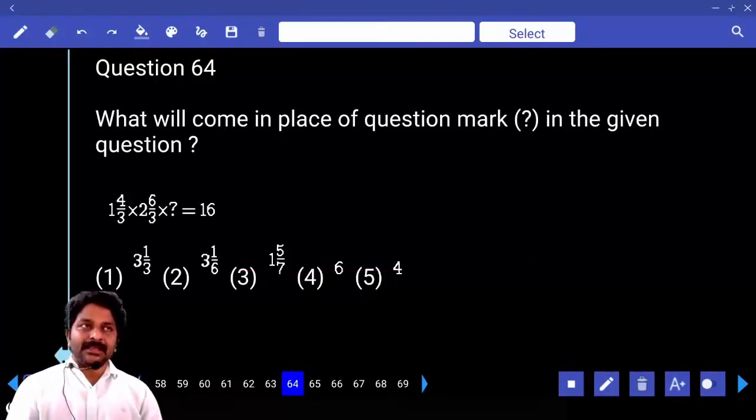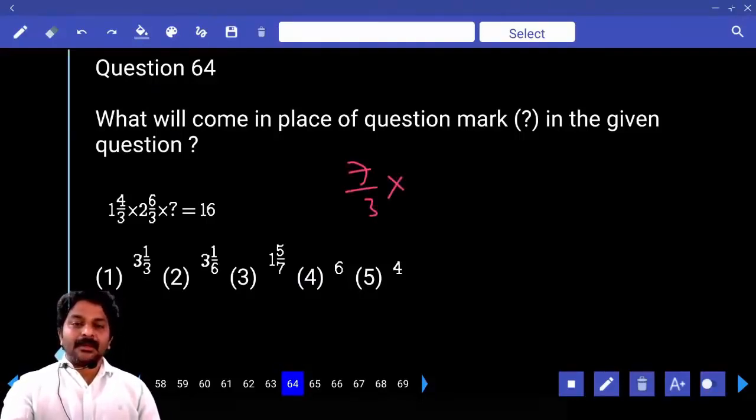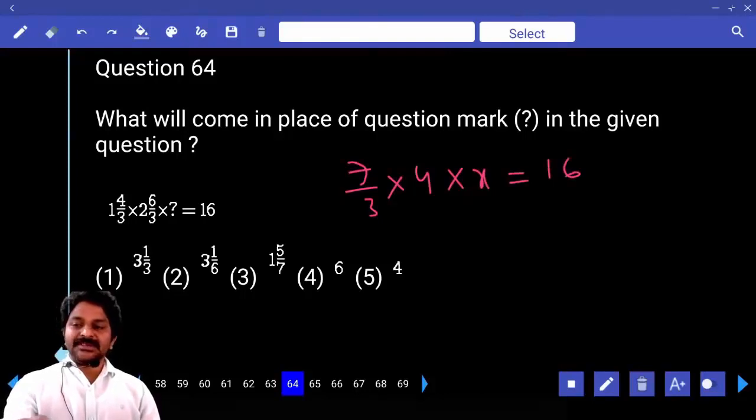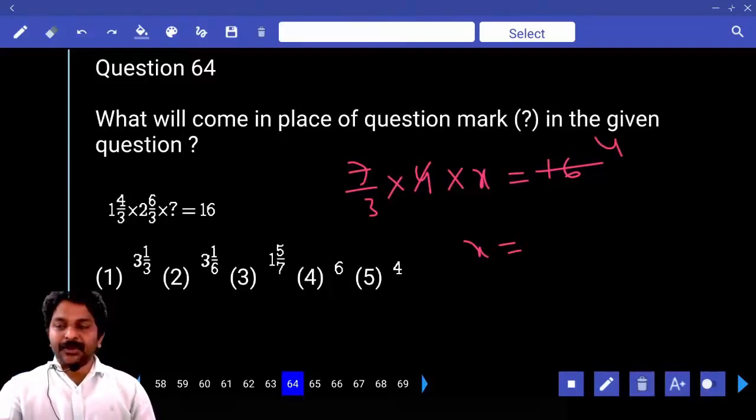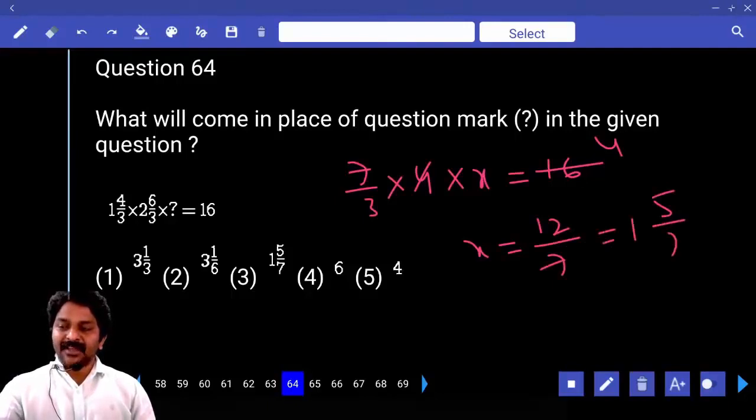1/4 by 3, 7 by 3 into 26 by 3, 12 by 3. How much is that? 4 into x is equal to 16. 4 how many times? 4 times. Then x is equal to 3 into 4, 12 by 7, which is 5 by 7.